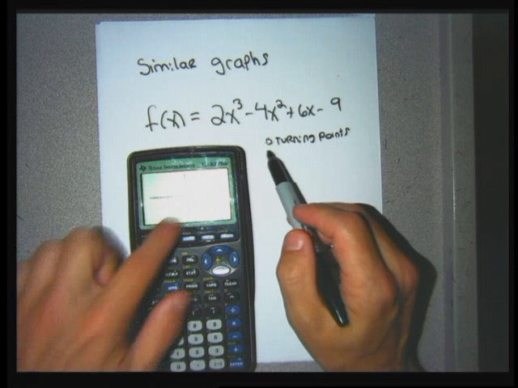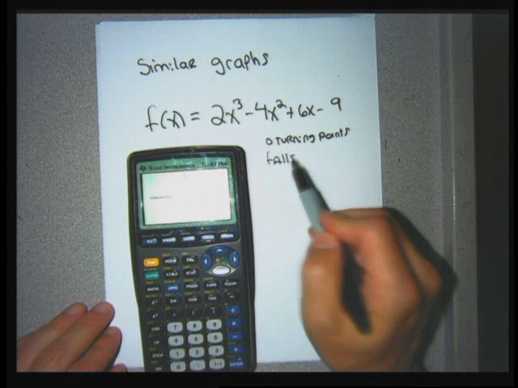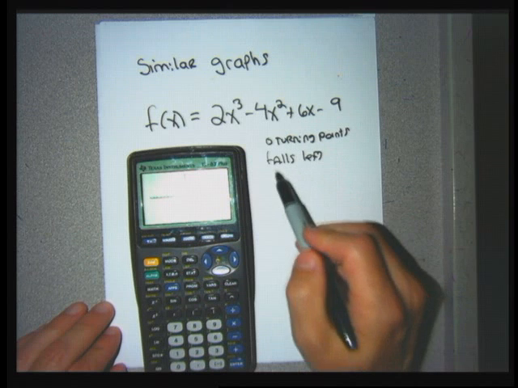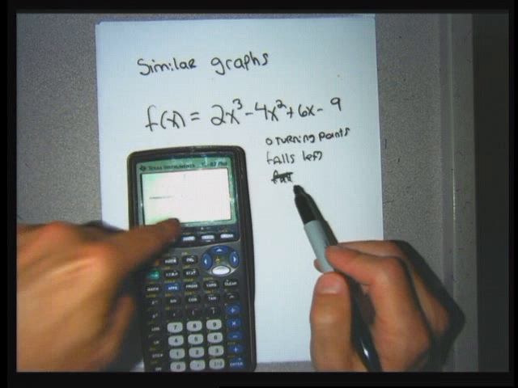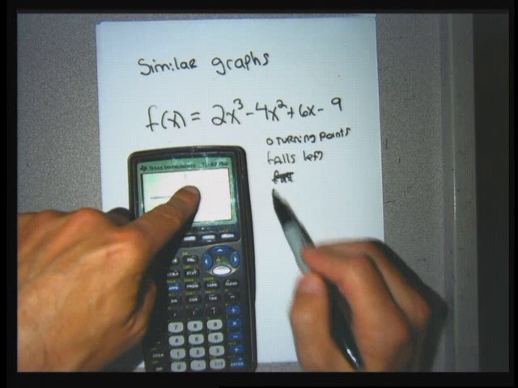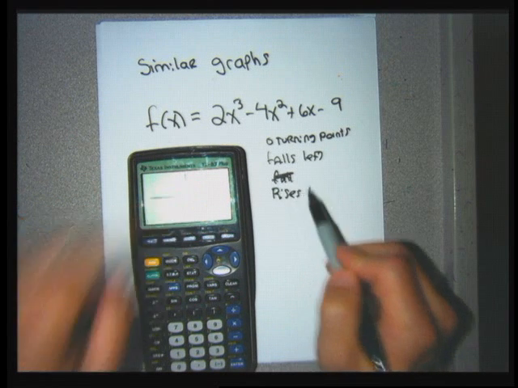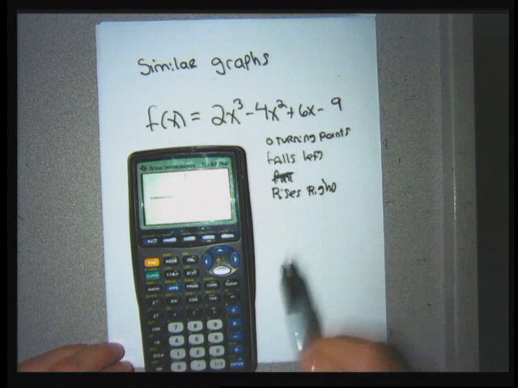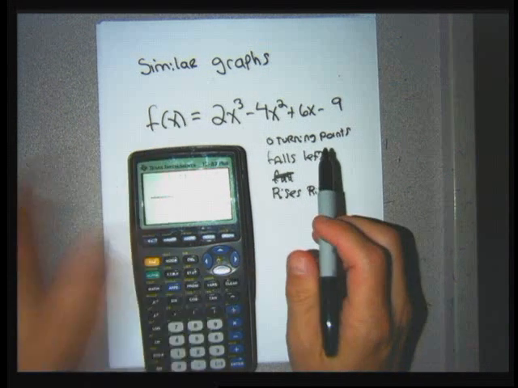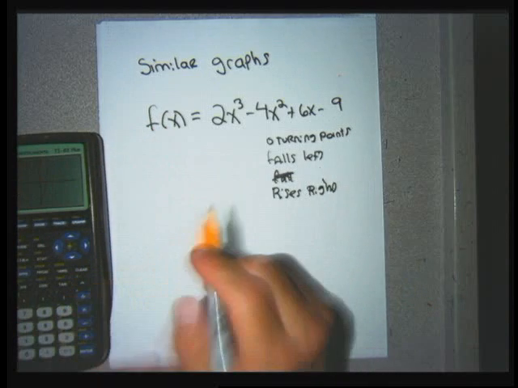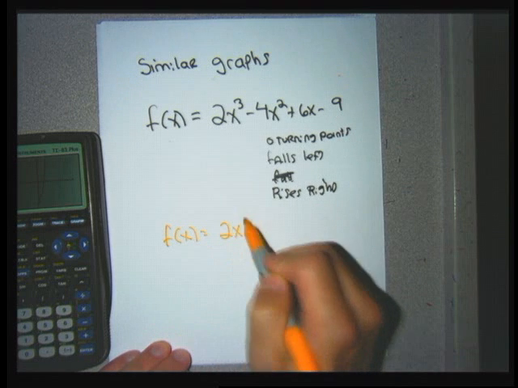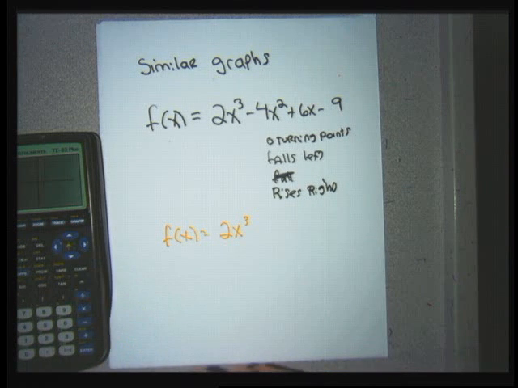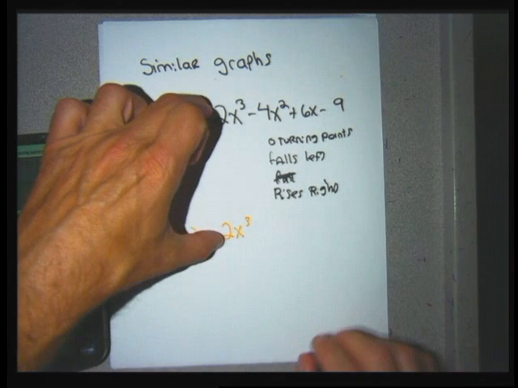And it looks to me like it falls to the left. Even though I can't see that far to the left, it looks like it's falling. It also looks like it rises to the right. And I claim that this graph is going to be similar to the graph of 2x cubed. Similar, maybe not in the middle, but if I get out far enough to the left and far enough to the right, these graphs will become almost indistinguishable.